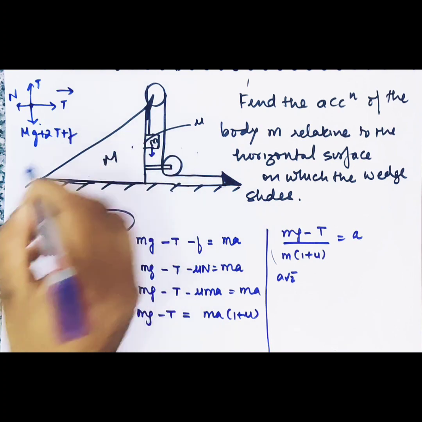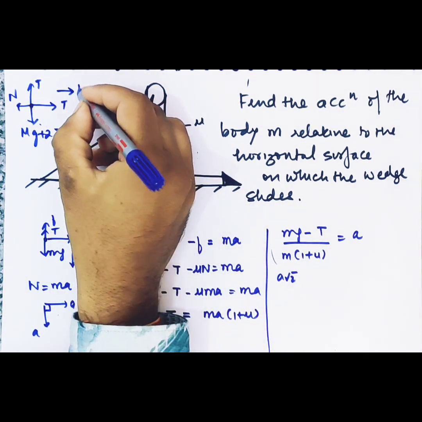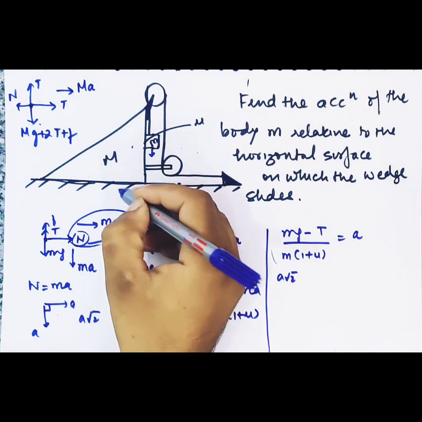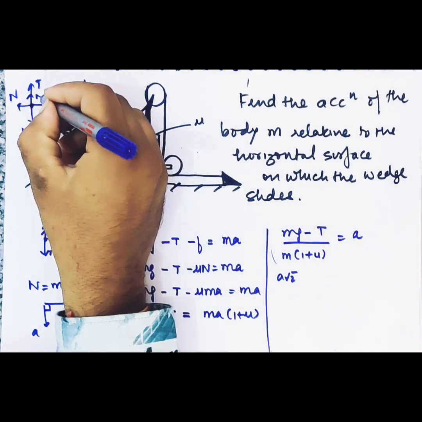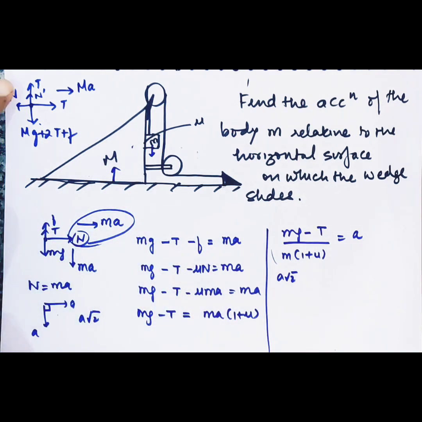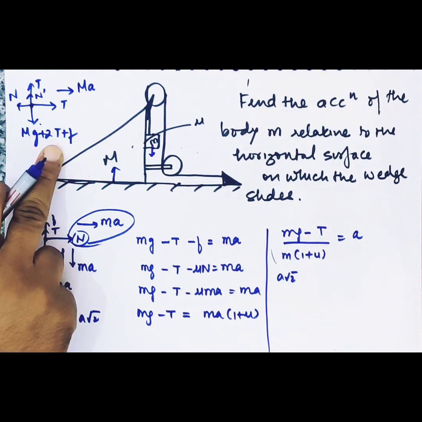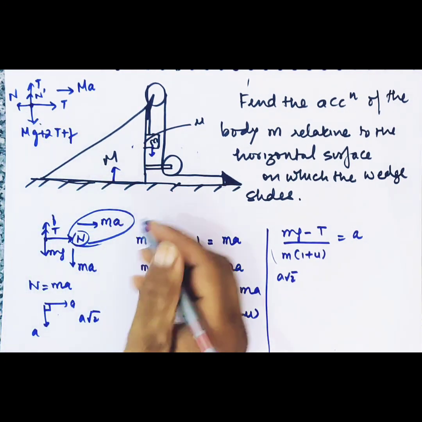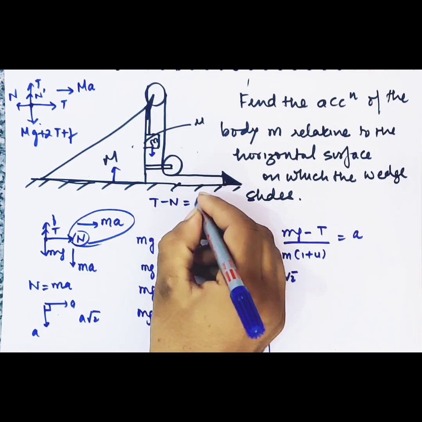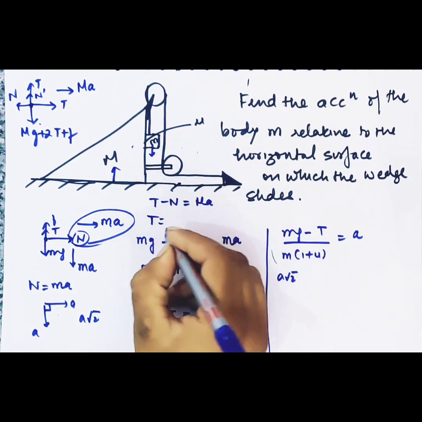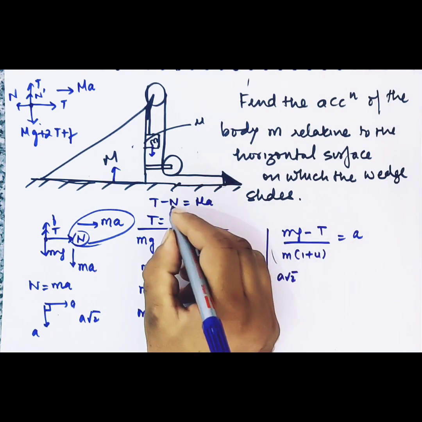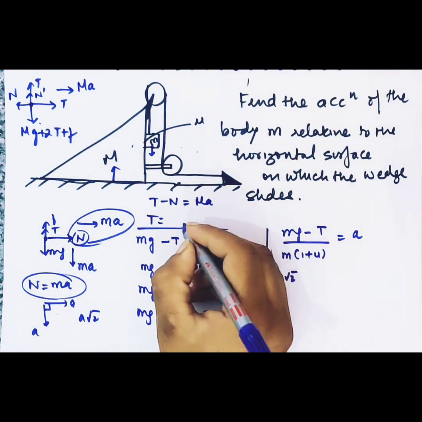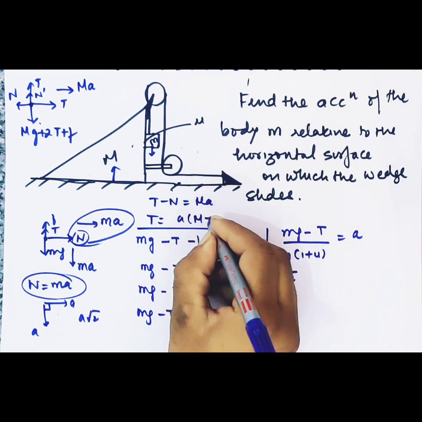And now this is also moving in the right direction, capital M into A. There is another force in the upward direction, let me call it N dash. Now we know that these two forces upwards and the collection of three forces downwards will balance each other. However, we are not concerned about this direction. Motion is taking place in this direction. Let's only write the equation for the right hand side. So T minus N is equal to MA. So we have got T, as we wanted T here only, N we already have as ma. So we have T equals a(M plus m).